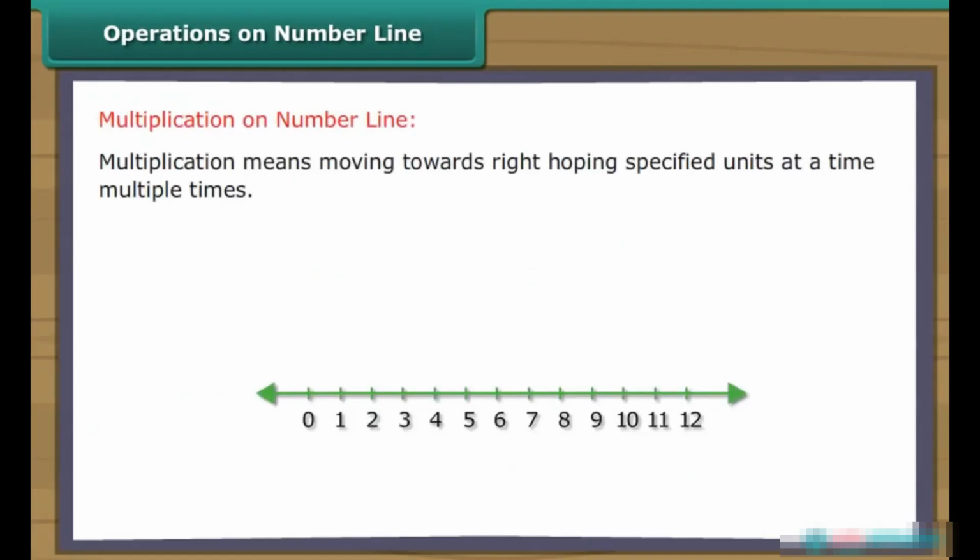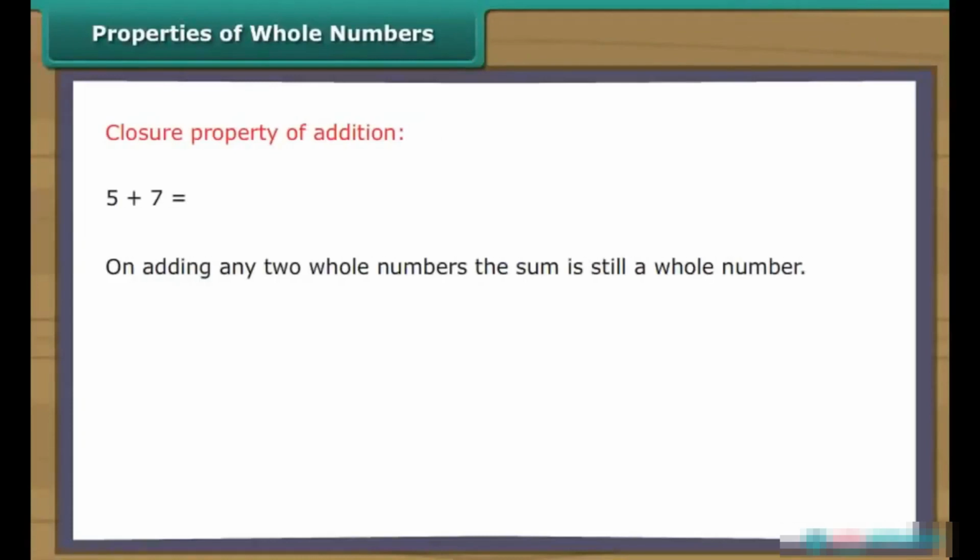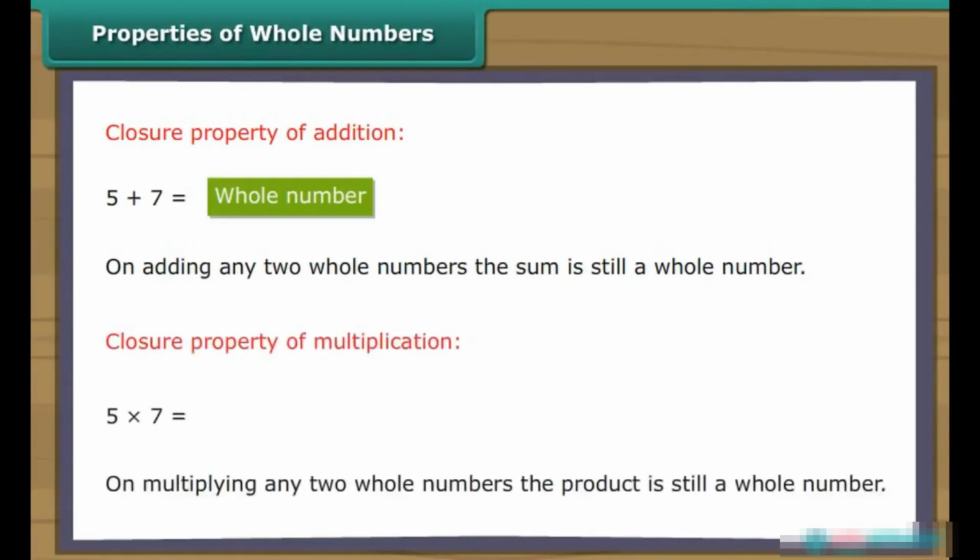Multiplication means moving towards the right, hopping specified units at a time, multiple times. For example, 2 into 5. Start from 0, move 2 units at a time to the right, making 5 such moves. You will reach 10. So we say 2 into 5 is equal to 10. Properties of whole numbers. On adding any two whole numbers, the sum is still a whole number. On multiplying any two whole numbers, the product is still a whole number.